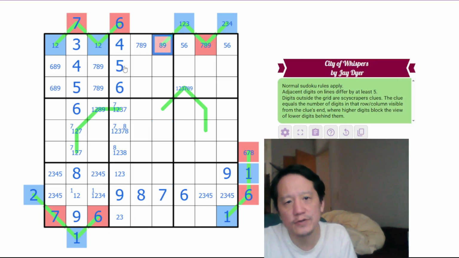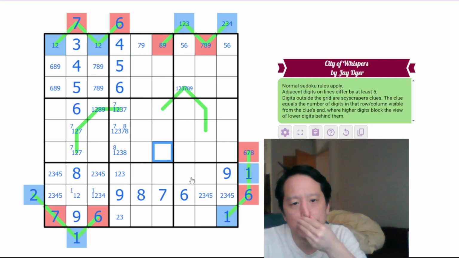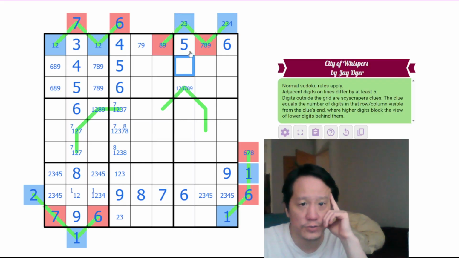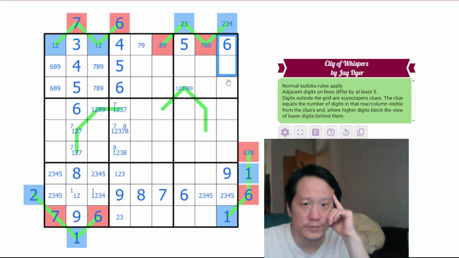Seven eliminates 7 here. 8 eliminates 8 there. 6 eliminates 6 here, so this is 5, which makes that 6. This cannot see one digit. So it's either 2 or 3. This is 2, 3, or 4. It still could see 6, 7, and 8.